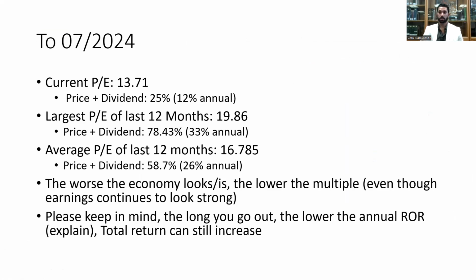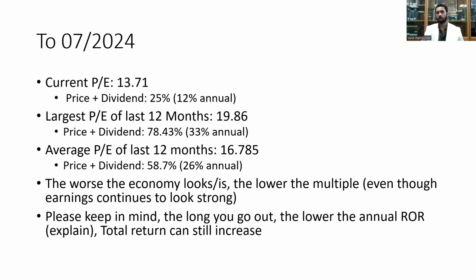Okay, guys. Once again, the worse the economy looks, the lower the multiple will be. So if the economy looks like it's going to be a little worse, the multiple could be 13.71. It's going to give you a lower rate of return, because the earnings are not going to grow as fast. It could even go down to a PE of 12. Then you've got to adjust the calculations.